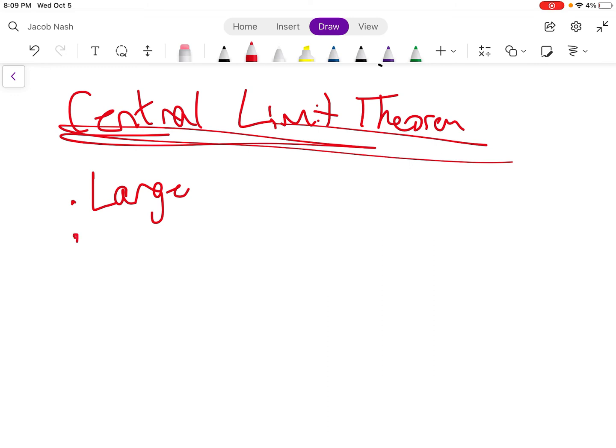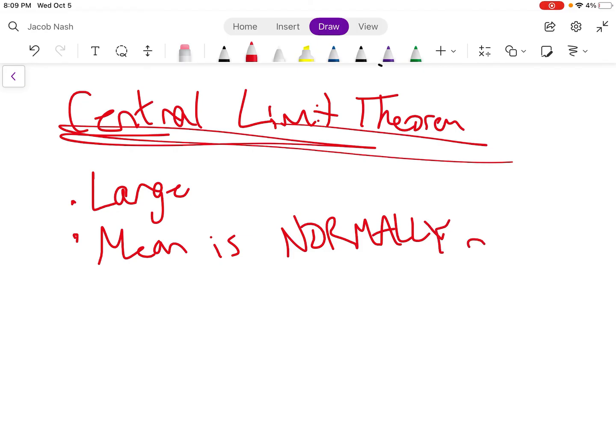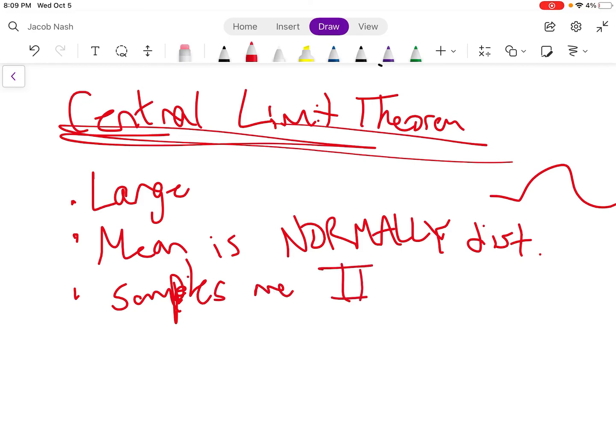Sample is large. Mean is normally distributed. That's like what we already showed. And then it also assumes that samples, it's very hard for me to write with this thing, I'm sorry, samples are independent. This is the struggles of being left-handed in technology.